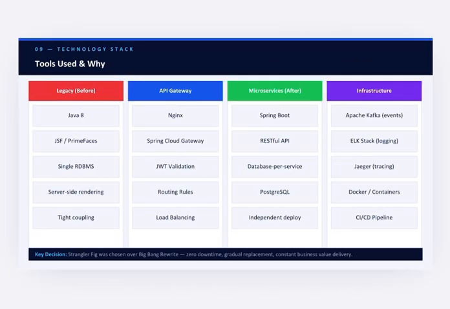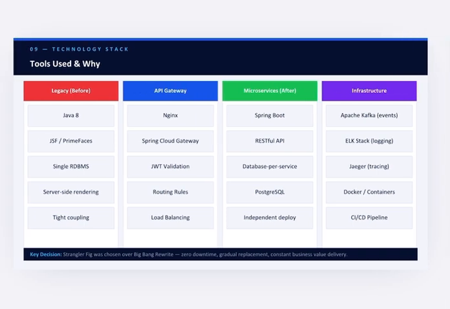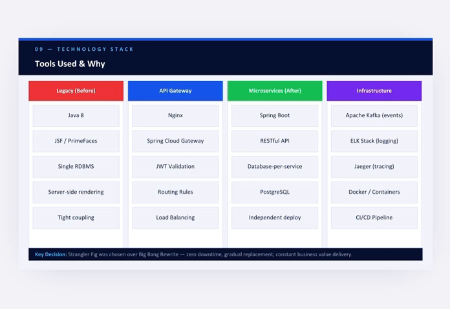Tech stack. Legacy system: Java 8, JSP, shared databases. API Gateway: NGINX or Spring Cloud Gateway. Microservices: Spring Boot, REST APIs, and PostgreSQL. Infrastructure: Apache Kafka, ELK stack, Jaeger, and Docker. The key architectural decision is transfer instead of a full rewrite.